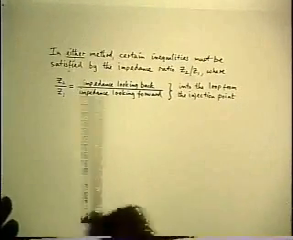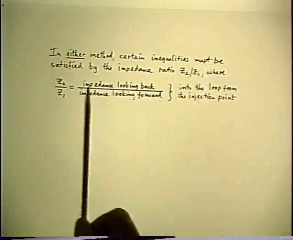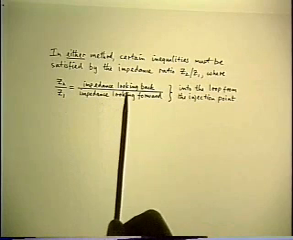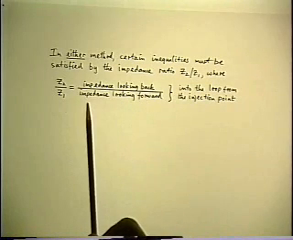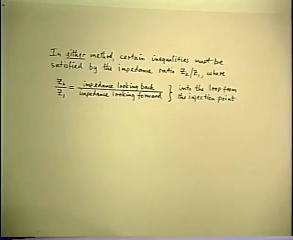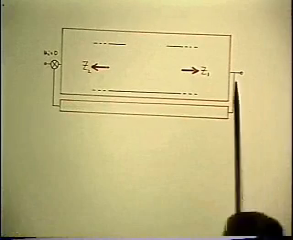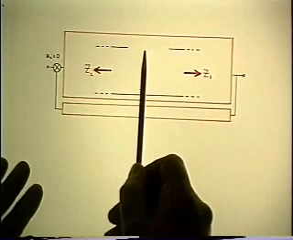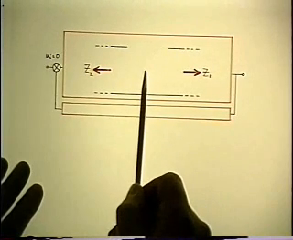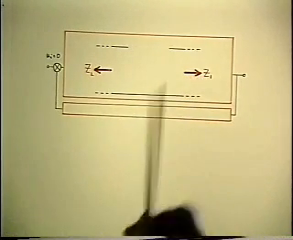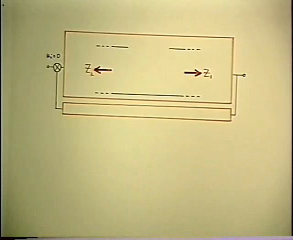So here's the constraint that we still have to retain. In either method, certain inequalities have to be satisfied by the impedance ratio Z2 over Z1, where Z2 is the impedance looking back into the loop, Z1 is the impedance looking forward into the loop from the injection point. And here are the various inequalities. Now, for any injection point that you're considering, the only thing that matters is this impedance ratio. So once again, that's the only thing I'm bothering to write in the diagram. The only thing that matters.